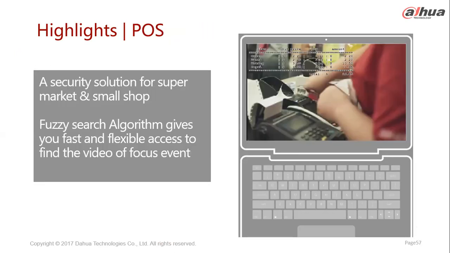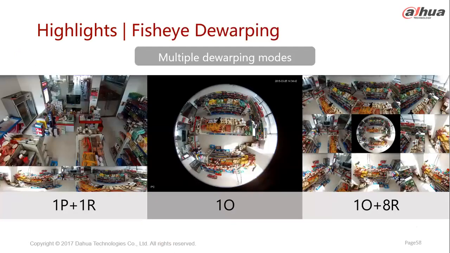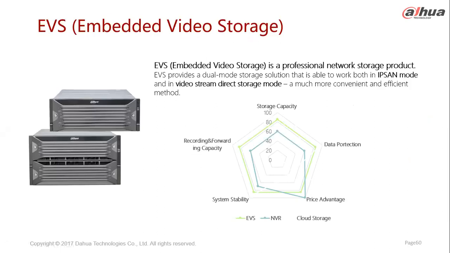I think I will cover a different topic on this point of sale so that we understand how precisely it works, because most people don't get to understand it. So we talked about fisheye dewarping, where you have this image from the fisheye made into different categories for understanding. So you can see 8 regions. Okay, now we talk about EVS.